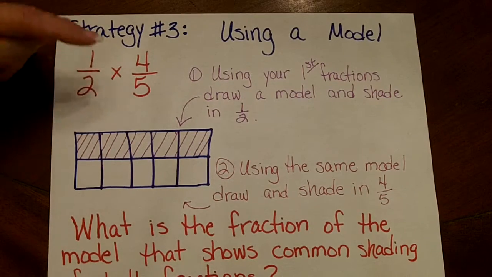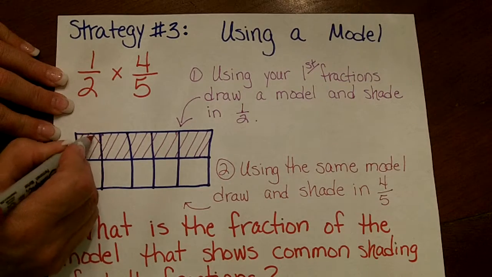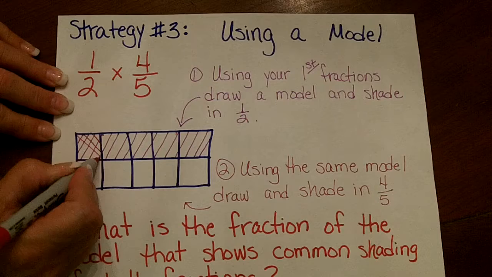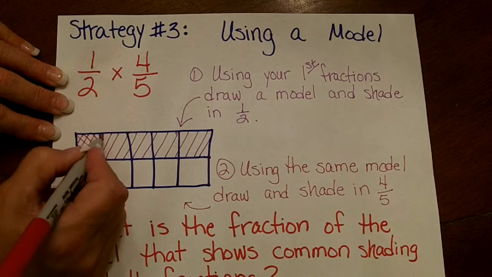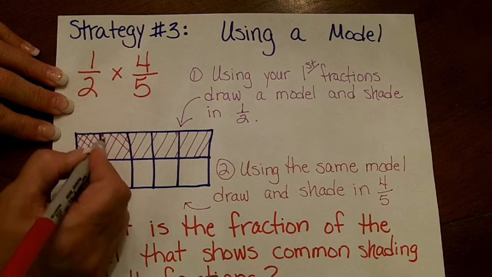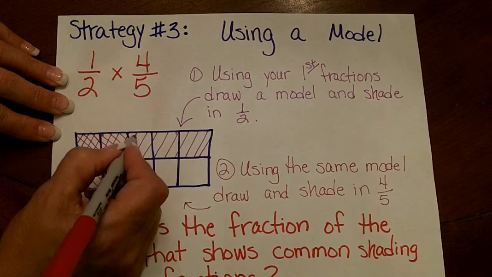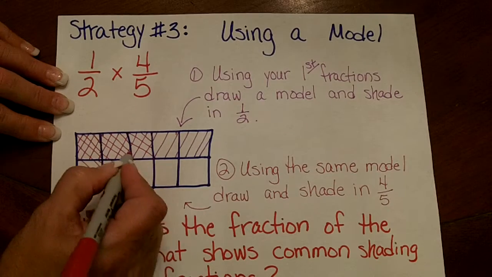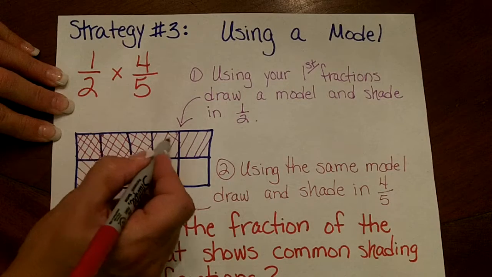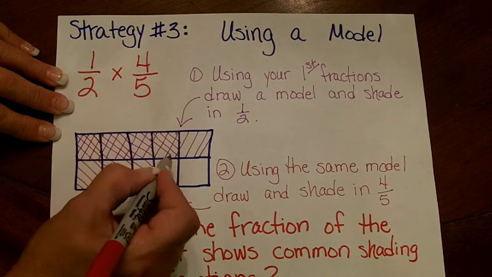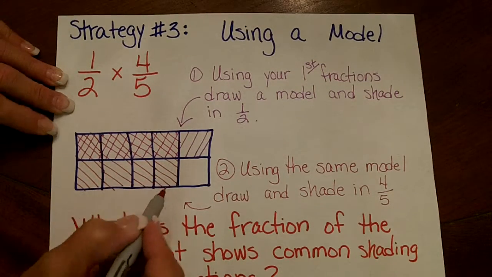I want you to watch. I'm going to shade in 4/5. All right, so here's 1. Now I'm going to draw my lines the opposite way. So here's 1/5. Oh, now I've got to do 2/5. And 3/5. And now 4/5, which is what my fraction is. So my model is representing 4/5.